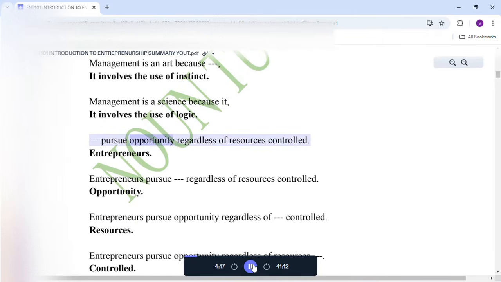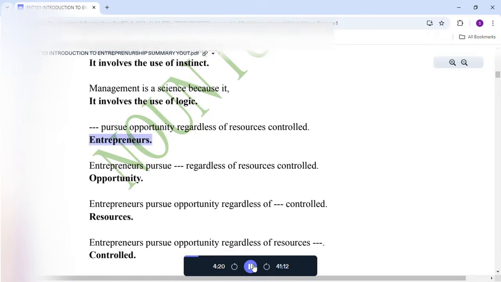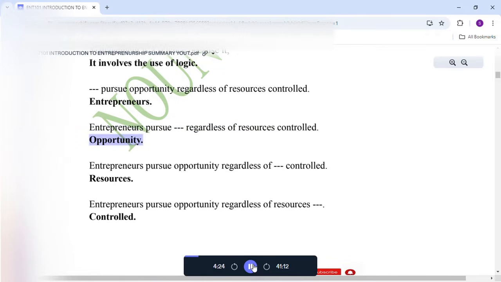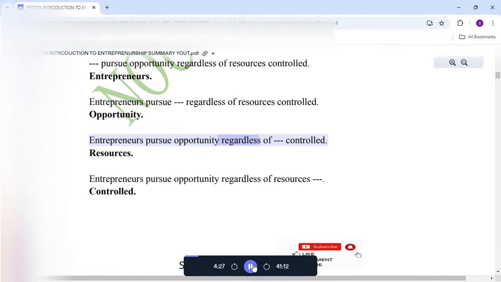Entrepreneurs pursue opportunity regardless of resources controlled.